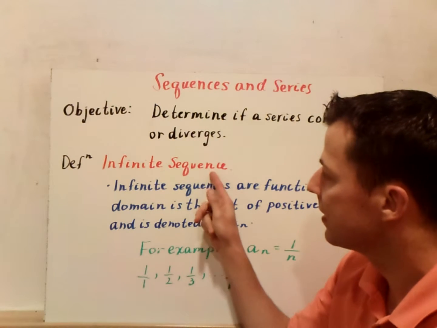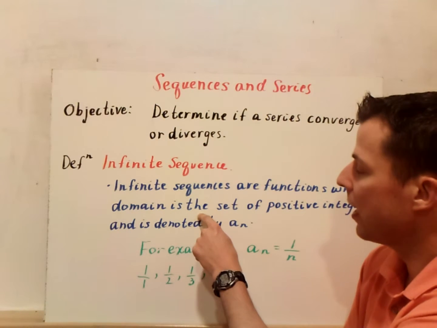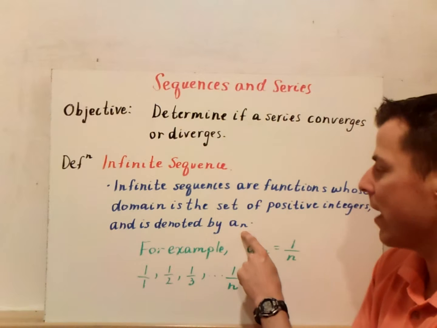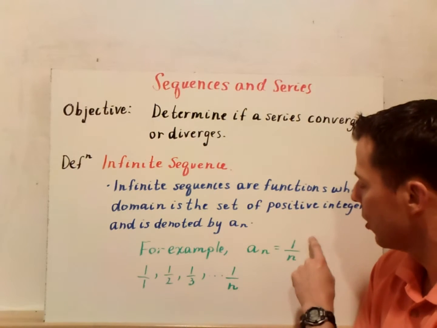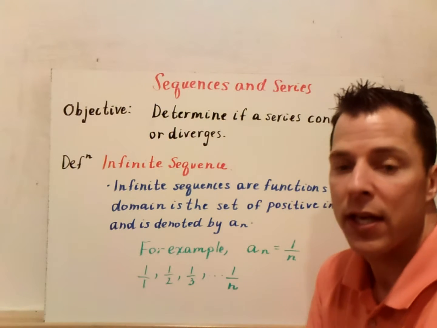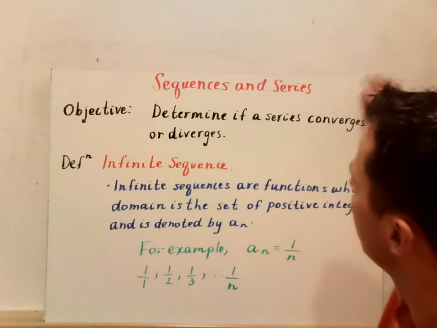And remember, an infinite sequence is a sequence of functions whose domain is the set of positive integers and is denoted by a sub n. So we want n to be an integer, right? So for example, a sub n equals 1 over n. And there's the sequence that follows. So a sequence is just a collection of objects, in this case numbers, okay?